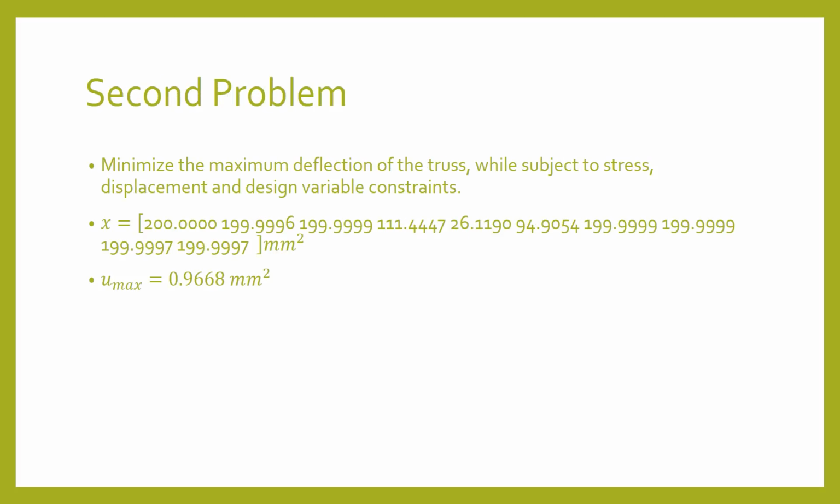The second optimization problem is to minimize the maximum deflection of the truss while subject to stress, displacement, and design variable constraints. As we can see, other than bars 4, 5, and 6, other bars pretty much use the maximum allowable cross-sectional area. This is because the objective function is to minimize the maximum displacement of the bar. Increasing the cross-sectional area of the bar will decrease the bar displacement.